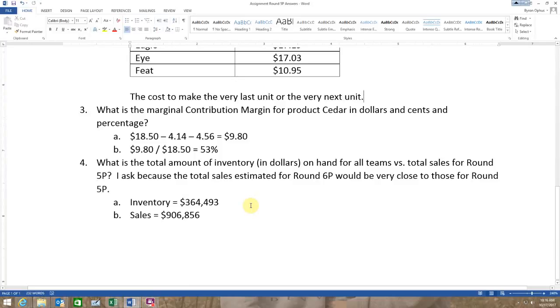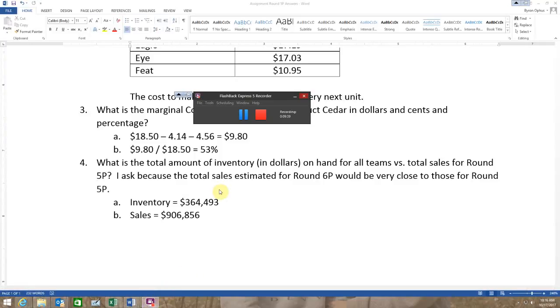Once again, I just wanted to point out that it's just about exactly 40% of the projected sales we're already holding in inventory. And so taking existing inventory into consideration is extremely important when you're making your projections for the next round. There you have it, the answers for the assignment of round 5P.